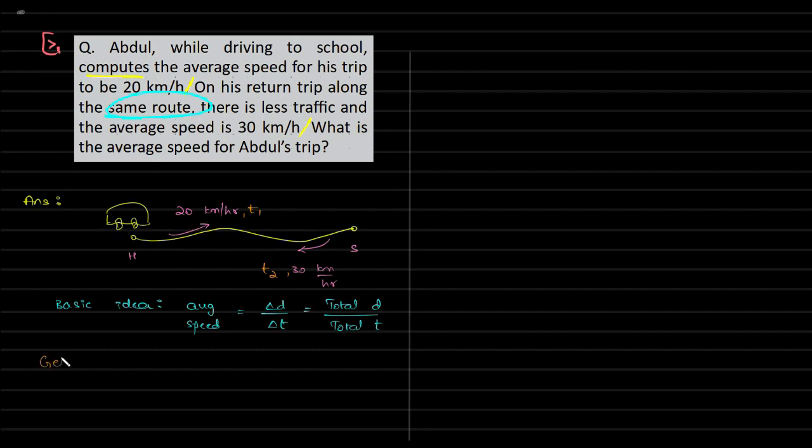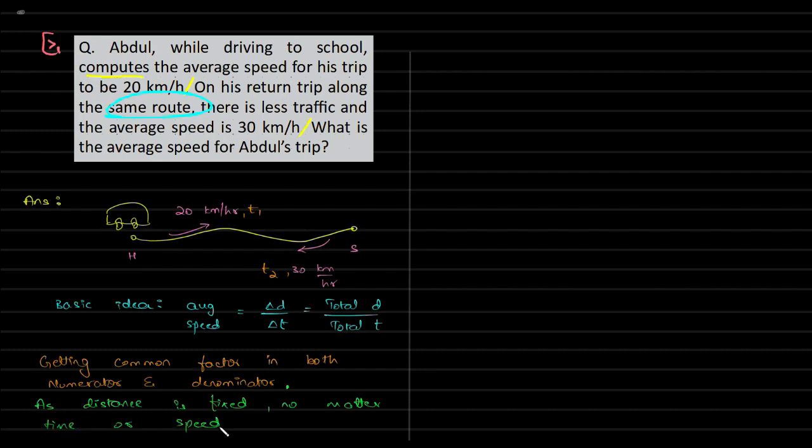So the basic idea here is getting a common factor in both your numerator and denominator. What is this common factor? You'll understand as and when I complete the answer. The common factor over here, I would prefer taking distance. Why distance? As distance is fixed, whatever time we take to go to school, or the speed that the vehicle travels going to school, or the day, it doesn't matter. The distance between house and the school and back is the same.